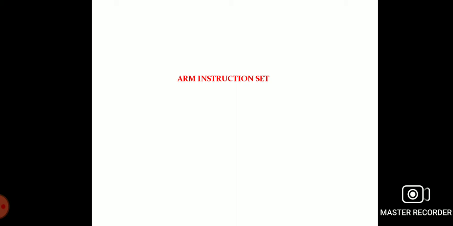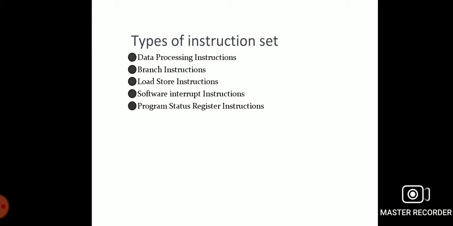So, the instruction set of the ARM processor, in embedded system design, there are different types. We can see the types of instruction set in the ARM processor. The first one is data processing instructions, then branch instructions, load store instructions, software interrupt instructions, and program status register instructions.